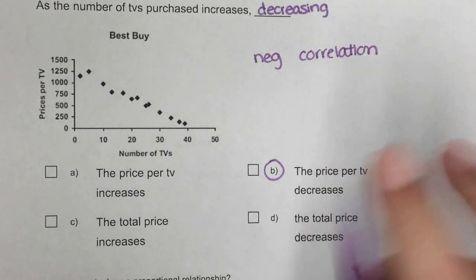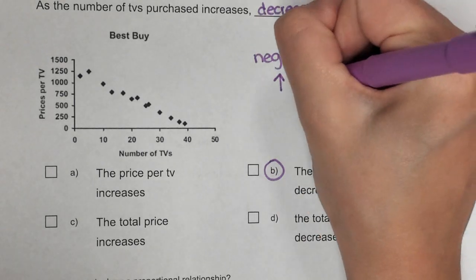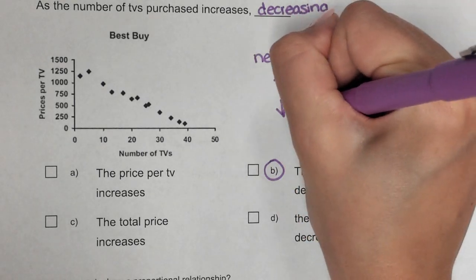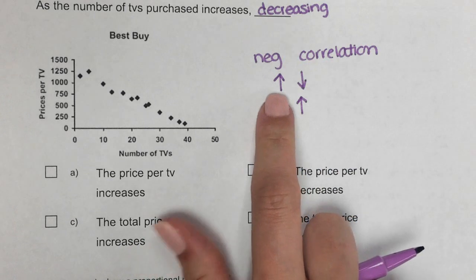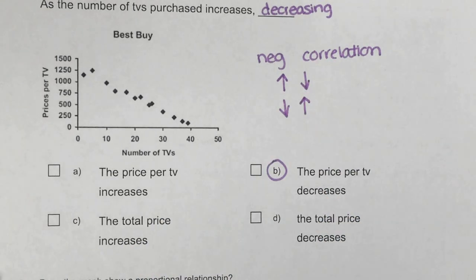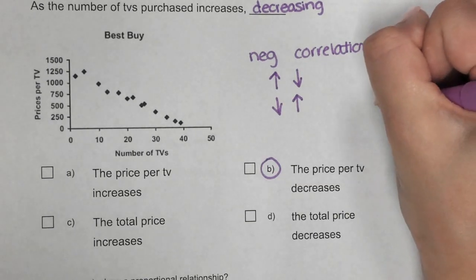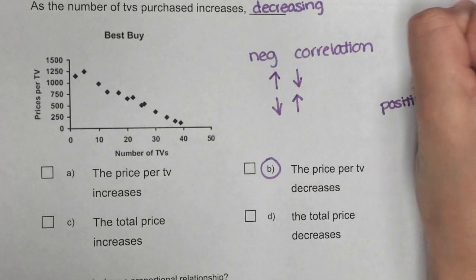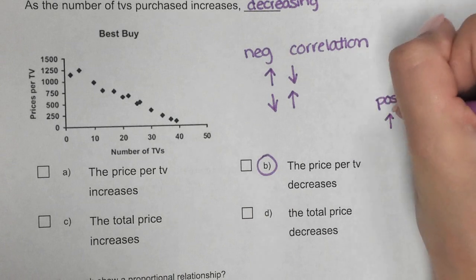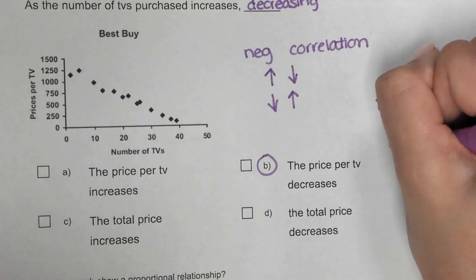And when it's a negative correlation, you know they have to be doing different things. So either one's going down and one's going up, or the first one's going up and the other one's going down. But they have to be doing opposite things. If it's a positive correlation, on the other hand, then they're either both increasing or they are both decreasing.